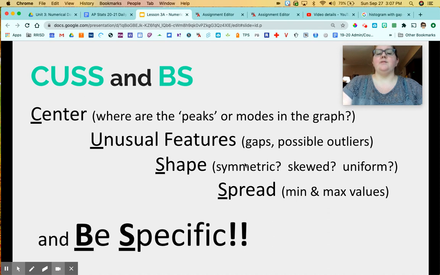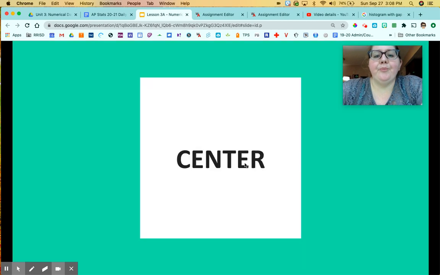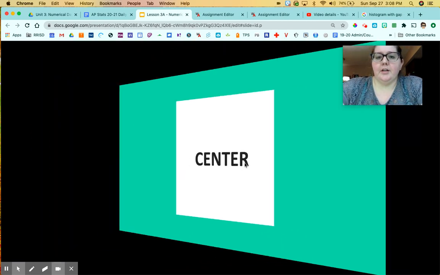And then BS stands for be specific, which for us means include context. Talk about the actual data and variables in the problem. And this is the biggest thing that I end up counting off points for in this unit every single year. Just forewarning you. So let's start with center.